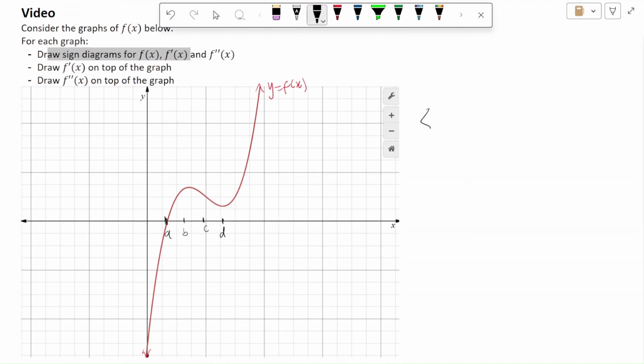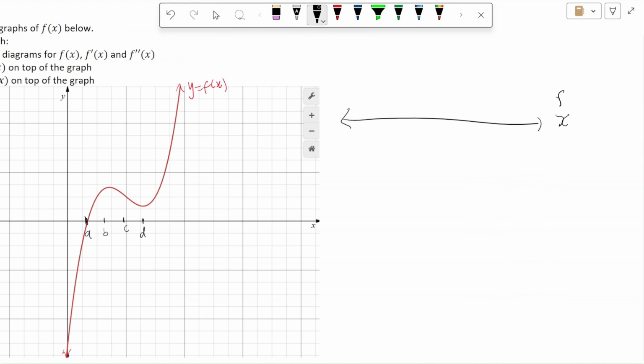Now, usually in exam questions and stuff, they won't give you actual numbers. They'll just label it as like A, B, C, D. So we'll do the same. First sign diagram is f of x. And just as a refresher, we put the x-intercepts on there. It's under the axis, then over the axis.